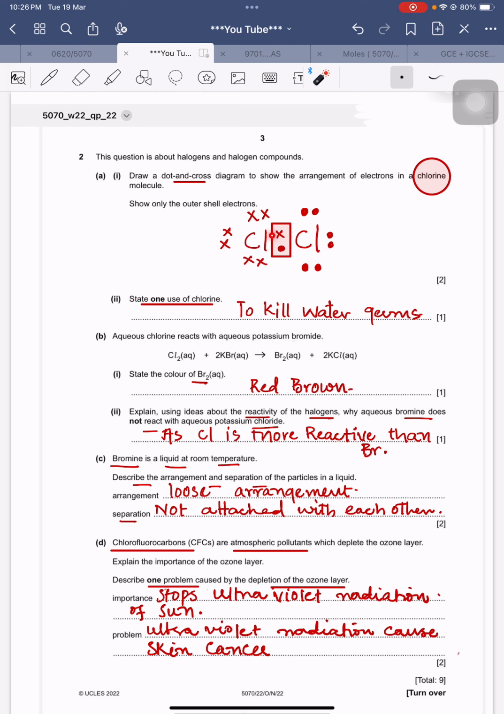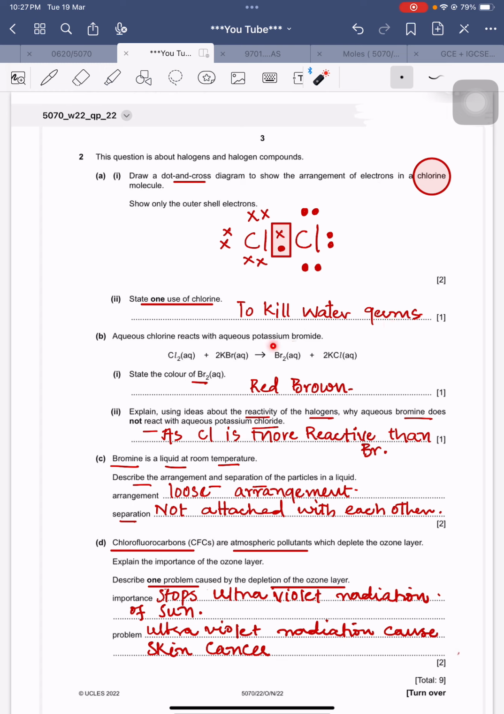It is very clear that many of the questions are related to the atomic structure. So what is the use of chlorine? Might be it is not very clear in your mind, but it is one of the common uses. You might have seen chlorine in swimming pools. And what is the use there? It is to kill germs. So we can say to kill water germs, okay, for the purification of water, you may say.